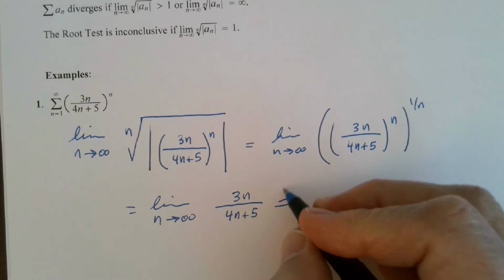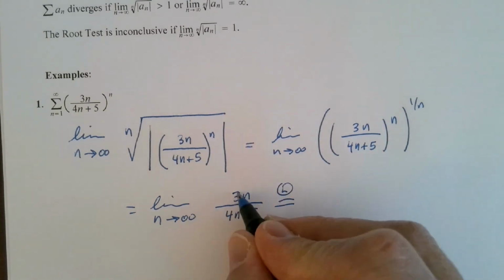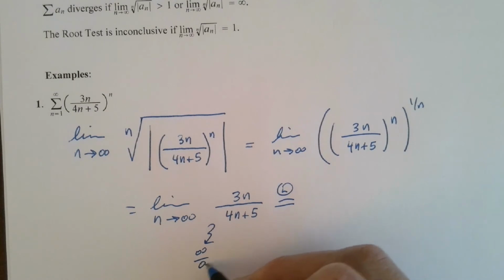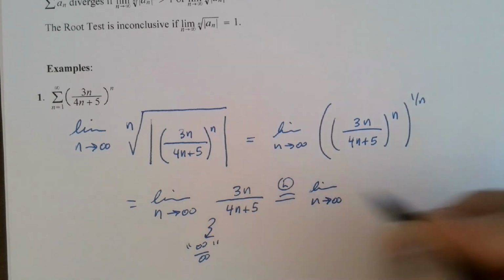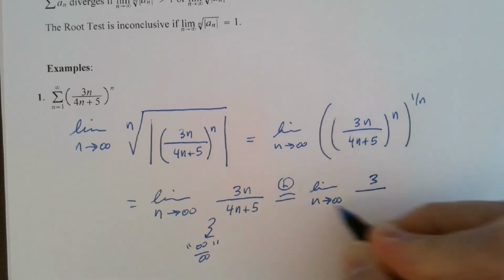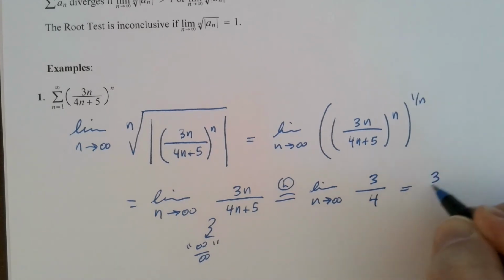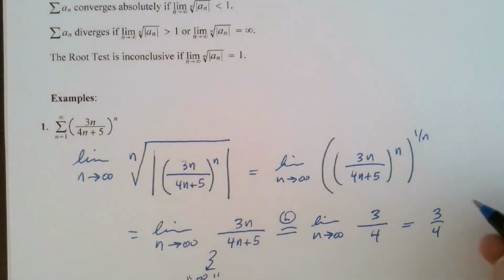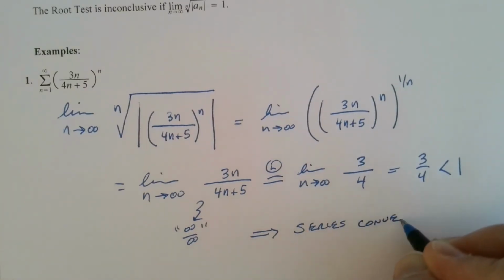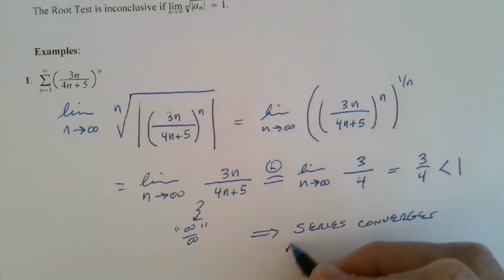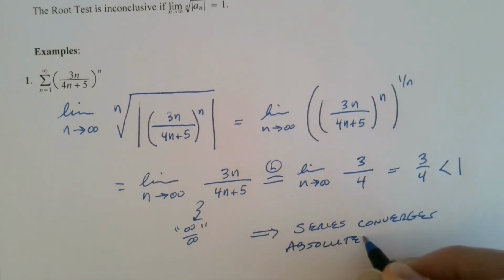And I think everyone knows that limit already. Let's just use L'Hopital's rule because it's infinity over infinity. Most of you know exactly what's going to happen, because the degrees of the top and bottom are the same. Derivative of 3n is 3. Derivative of 4n plus 5 is 4. I just get 3/4, so a lot of you already knew that. But the limit 3/4 is what? This limit is less than 1. And therefore, the series converges absolutely by the root test.